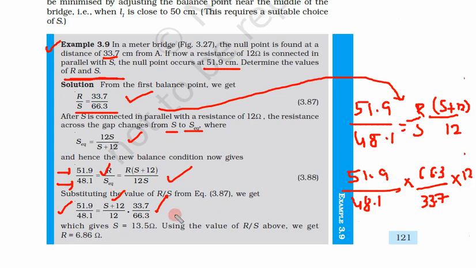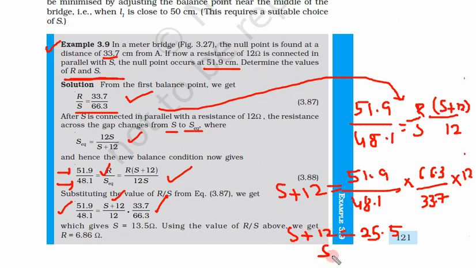Now this is S plus 12. This is S plus 12 equal to. So when you calculate this number, once you are done with this number, you have to minus 12. This number comes out to be 25.5. And this is S plus 12.